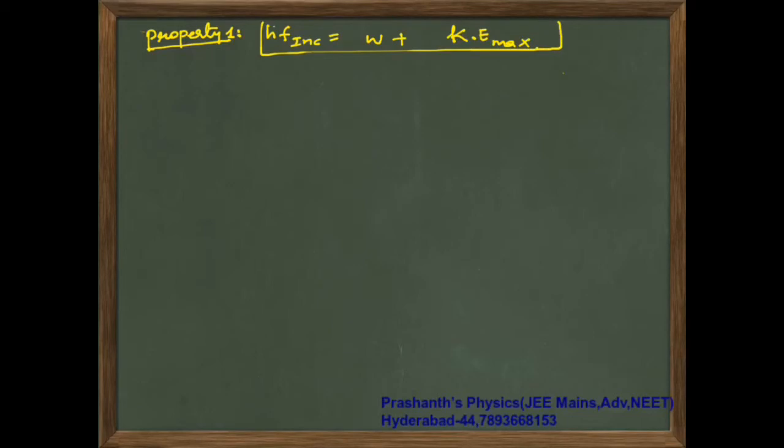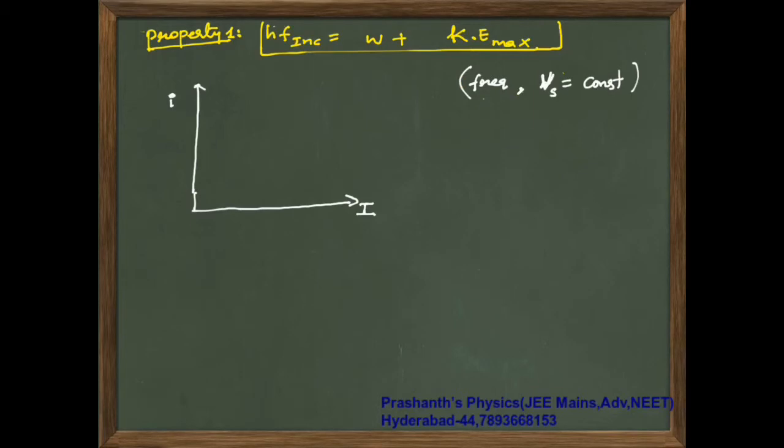So now, your first property is the current versus intensity graph. When you keep the frequency and the accelerating or stopping potential Vs constant, your current versus intensity graph is like this. Now how did you actually get this? I'll explain in detail, observe carefully.